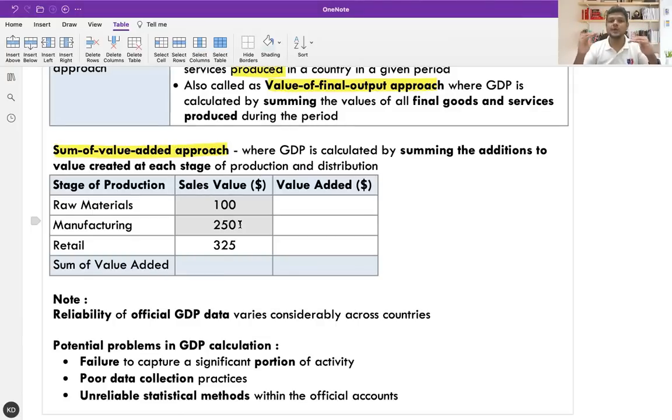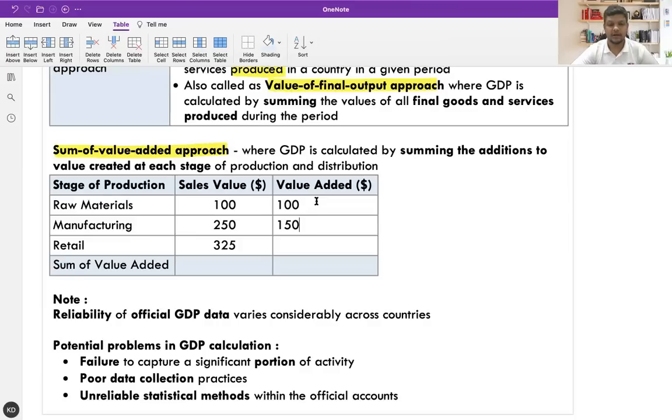320. 325. Now that is the sum of all the value. But in between the stages, what is the increase in the value? For example, at the raw material stage, it was 100. When it went to the manufacturing stage, an additional 150 was added. That's the value added. Clear?